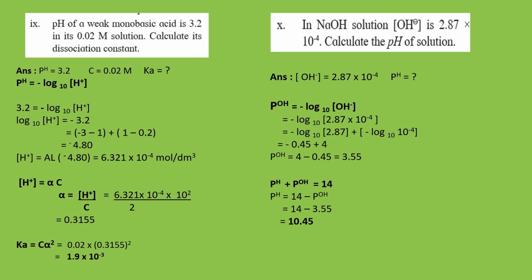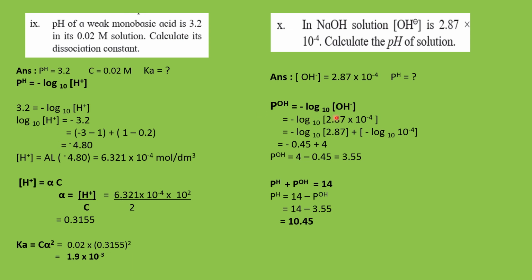10th question. In NaOH solution, the OH minus ion concentration is equal to 2.87 into 10 raised to minus 4. Calculate the pH of the solution. So the OH minus ion concentration is given as 2.87 into 10 raised to minus 4. To find out pH, using this OH minus ion concentration, we can find out pOH. After getting pOH, we can use the formula pH plus pOH is equal to 14 to get the value of pH. So first let us find out pOH.